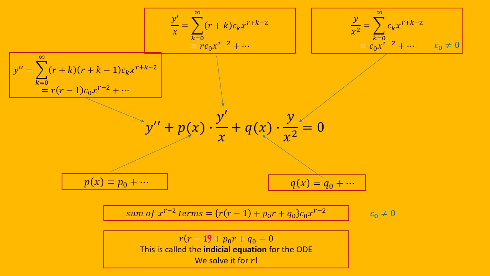And so that means that this other factor right here has to be 0: R times R minus 1 plus P naught R plus Q naught equals 0. This is a quadratic equation that R must satisfy in order to have a fighting chance to find a solution to that differential equation. This equation, quadratic in this case, is called the indicial equation for the ordinary differential equation. And we're going to solve it for R when we try to find this power series representation of the solution to this differential equation.